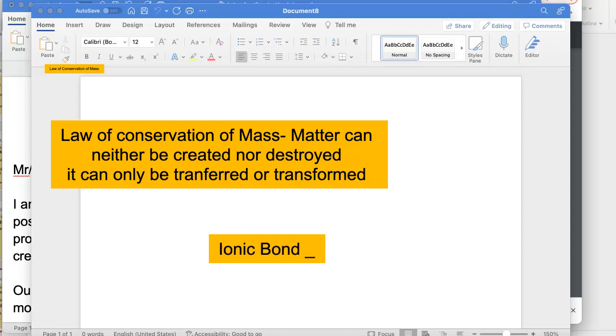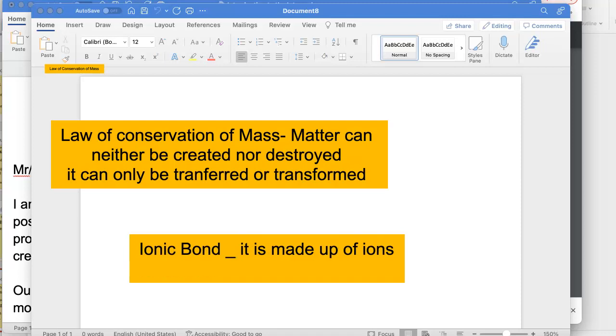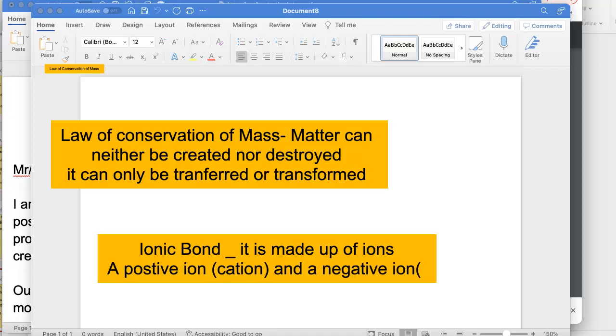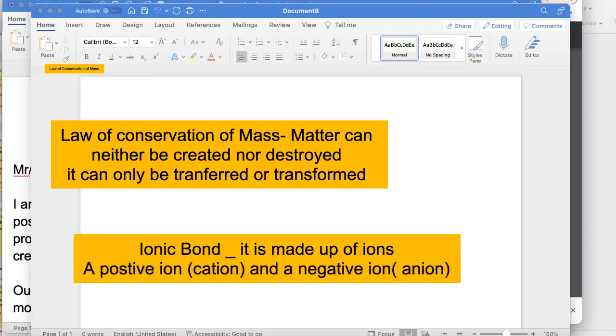Just like the name suggests, it is made up of ions: a positive ion and a negative ion. A positive ion is called a cation, and a negative ion is an anion. So when you have something positive and something negative, they are attracted to each other. Let's say I have a sodium ion. The sodium ion is formed by losing 1 electron, and a chlorine ion is formed by gaining 1 electron.